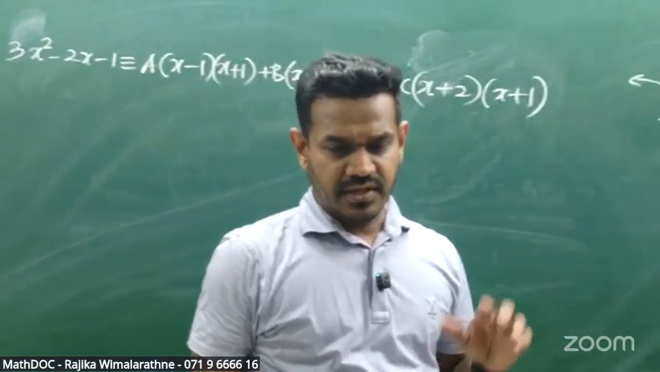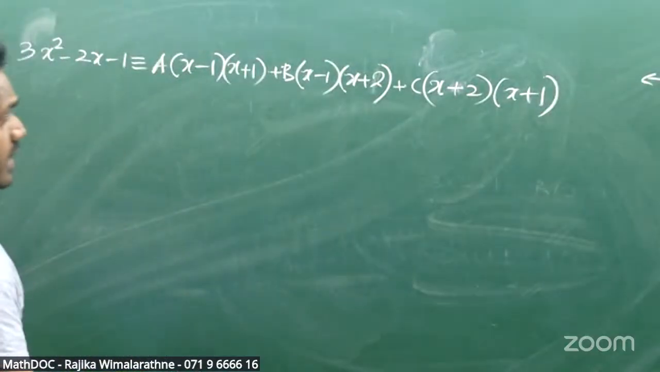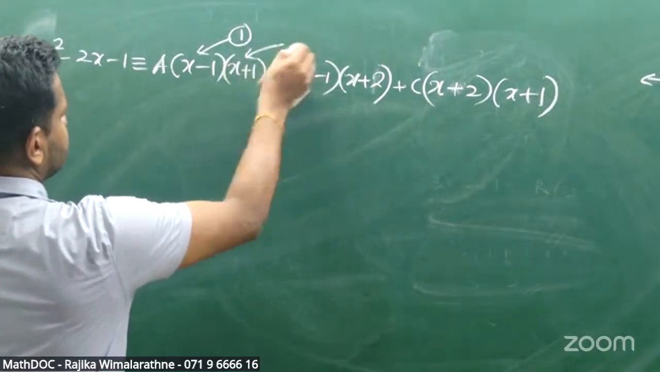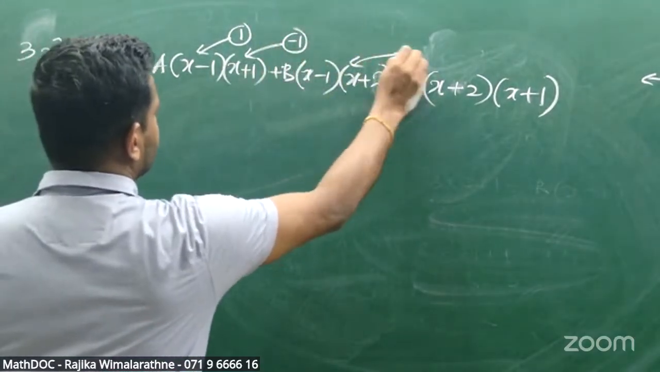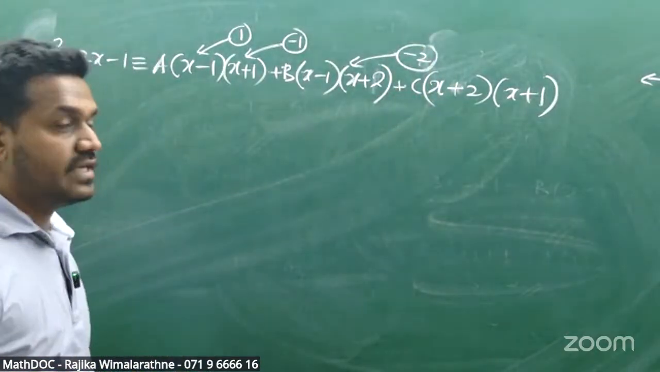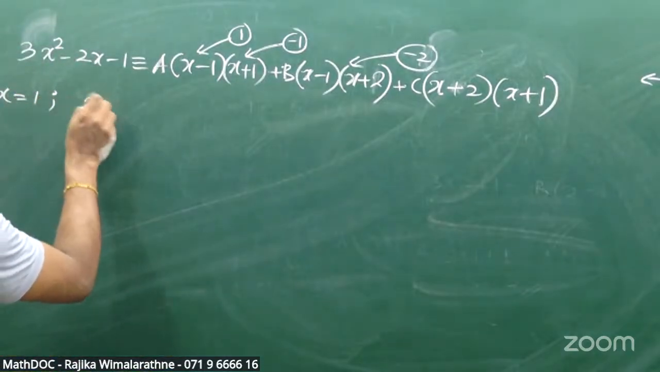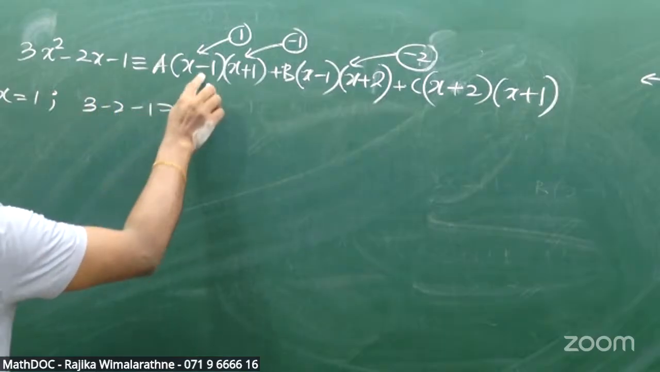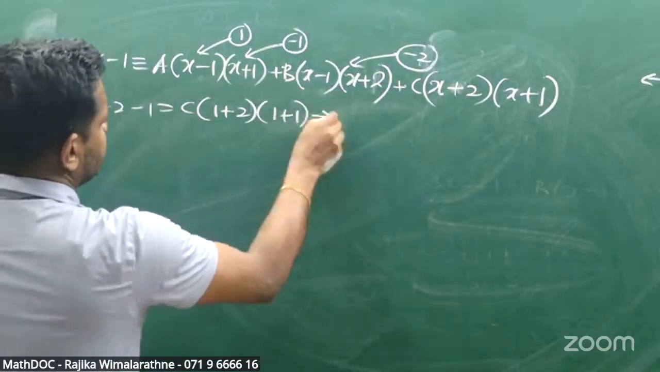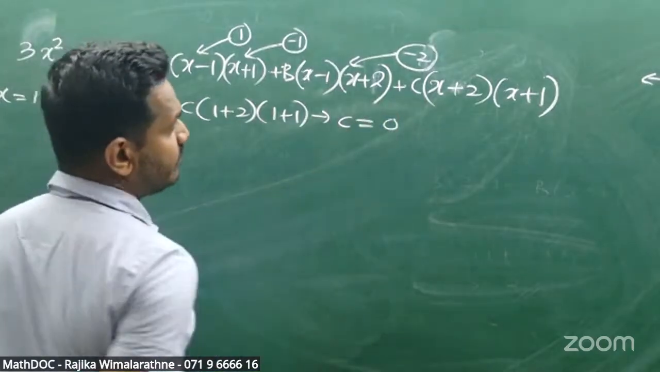Okay. Now take this expression. Then here when you see this one, here factor 0 value 1, here factor 0 value minus 1, here factor 0 value minus 2. So we can identify there are three different factors, no? Three different linear factors. Then you better substitute x equal 1, you better do with me. Here 3 minus 2 minus 1, here 0, 0 there. 1 plus 2, 1 plus 1. Then why this find c value? Here 0. C value 0.